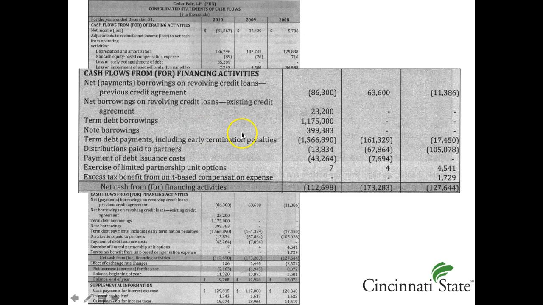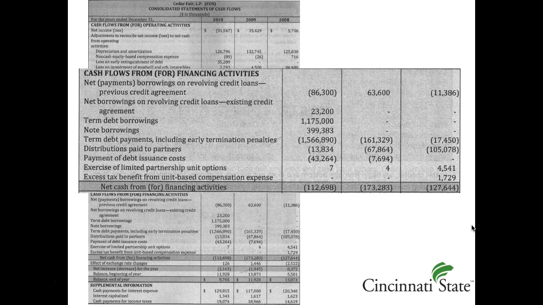So there is a cash inflow for $1,175,000,000. On the next line, we see that they paid off term debt including early termination penalties. Without looking at the notes and other financial statements, I'm guessing that they retired old bonds and issued new ones to lower their interest rate. This is happening around the time during the financial crisis when interest rates dropped significantly.